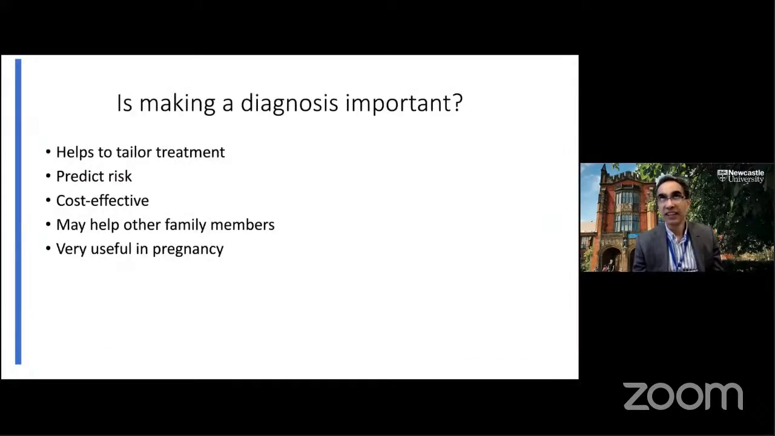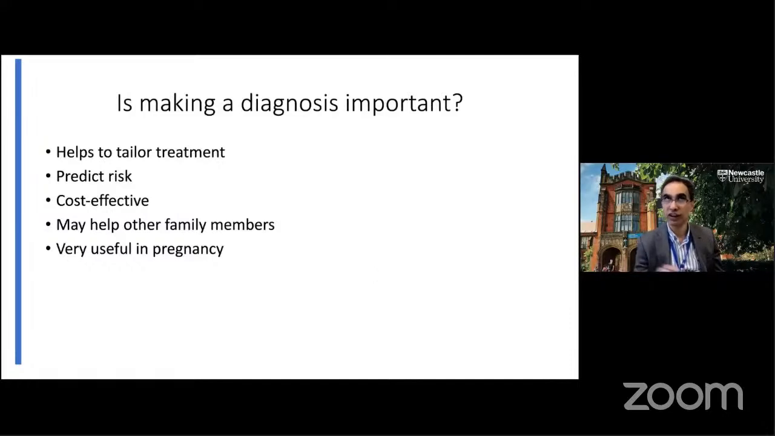Is making the underlying diagnosis important? Or you could argue that thyrotoxicosis is thyrotoxicosis. Why do we need to find out whether it's Graves or toxic multinodular goiter or thyroiditis? Why don't we just manage it? I'm sure we all agree that it's really critical that we make the diagnosis of what is causing the thyrotoxicosis, because it helps to individualize treatment.